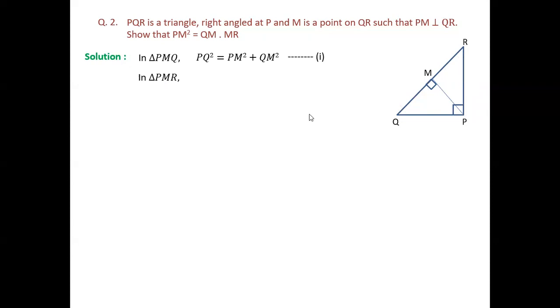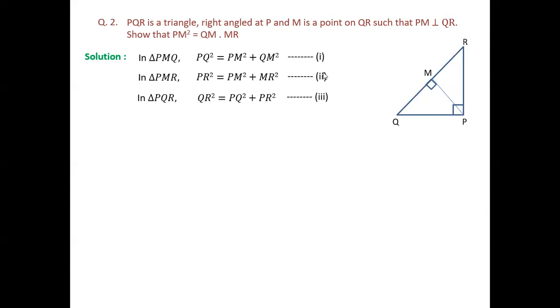So PR square is equal to PM square plus MR square. Number it second equation. Now in triangle PQR, that means you're taking the full big triangle. QR is the hypotenuse. So let us write it as QR square is equal to PQ square plus PR square. This is the third equation.